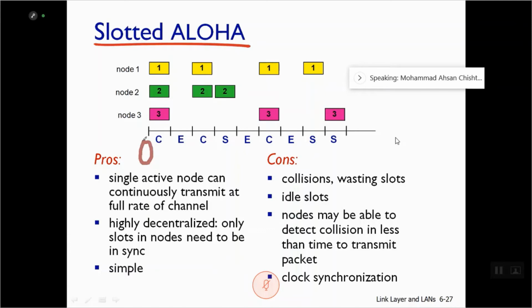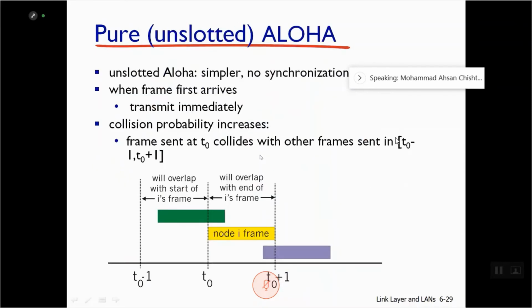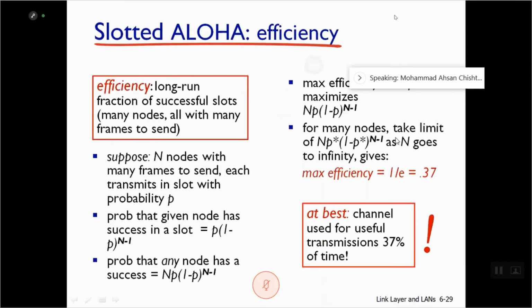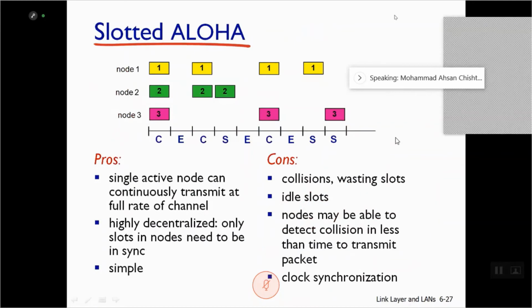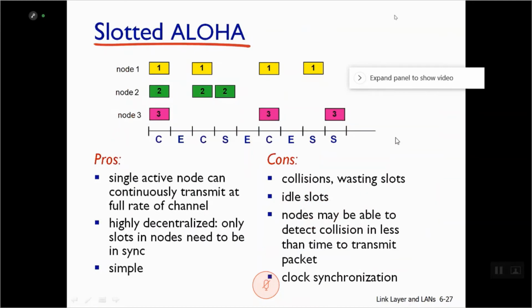And also, if I wait, how many slots do I wait? 1, 2, 3, 4, 5, for example. And then this is the new slot. How would I get to know? Again, I would get to know by clock synchronization. So it needs clock synchronization as well.